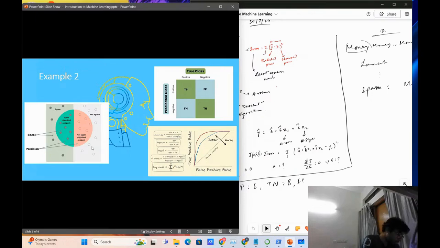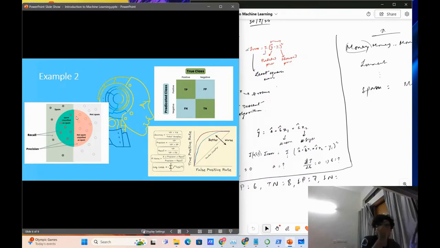What are the false positives? False positives are not spam but are classified as spam. So these are in the red shaded areas. So I think there are 1, 2, 3, 4, 5, 6, 7 points.